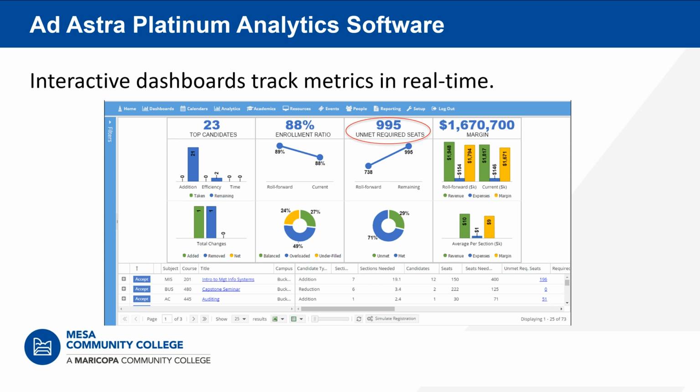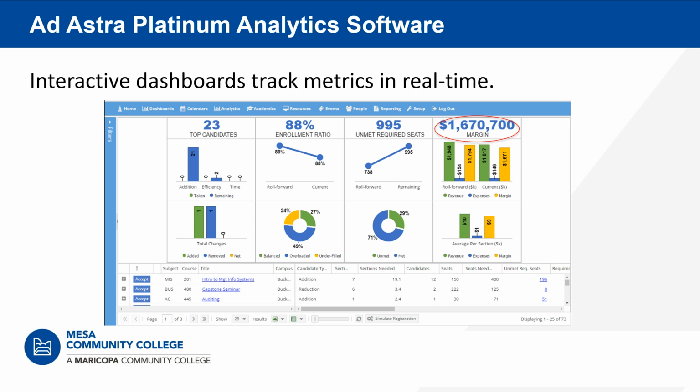Now earlier we saw that there were 21 opportunities to add new sections, and that represents this many required seats, some unmet required seats. So just in general, there's an opportunity to add some revenue there.